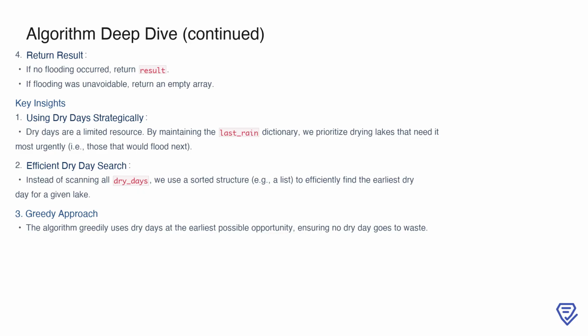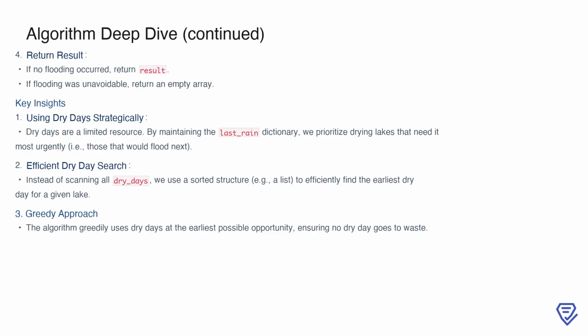Once we finish processing all the days in the rains array, we handle any remaining unused dry days. These dry days can be assigned to dry arbitrary lakes, as they won't impact flooding at this point. We update the result array to reflect these assignments. Finally, we check whether flooding occurred during the process. If no flooding occurred, we return the result array as the drying schedule. However, if flooding was unavoidable, we return an empty array to indicate that no valid schedule exists.